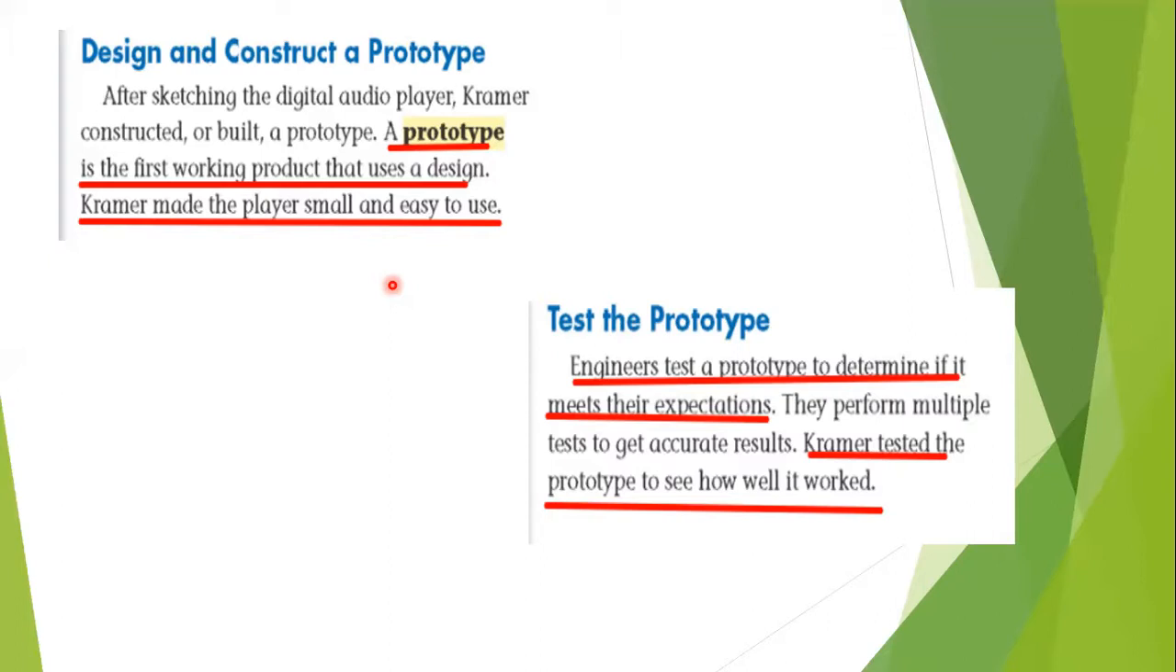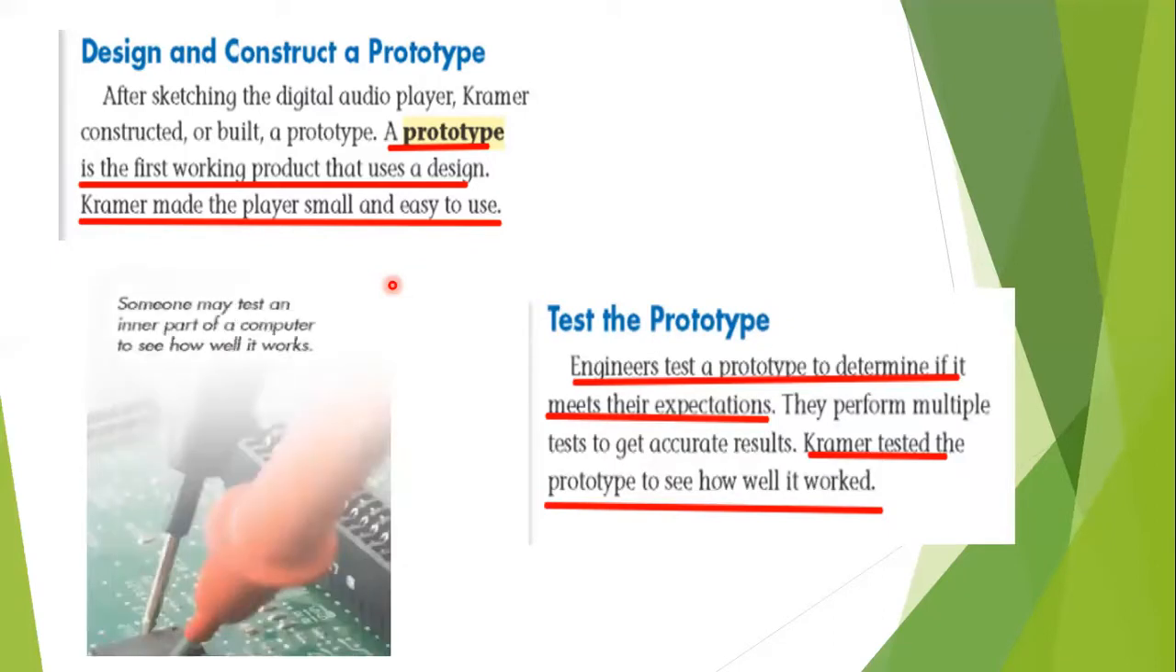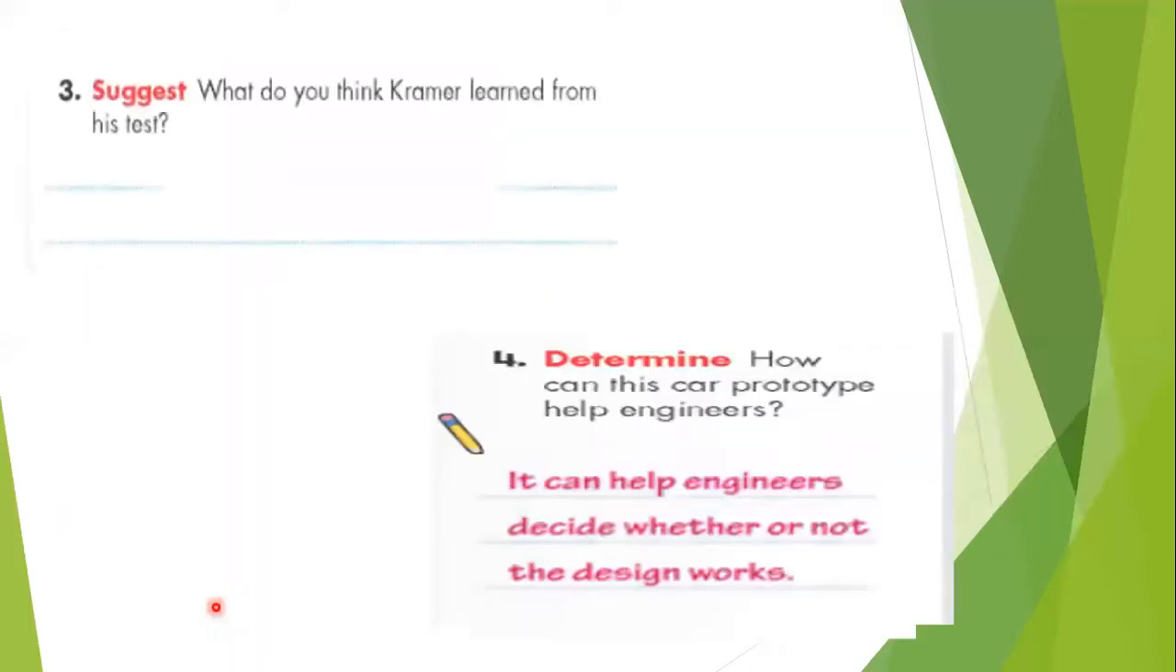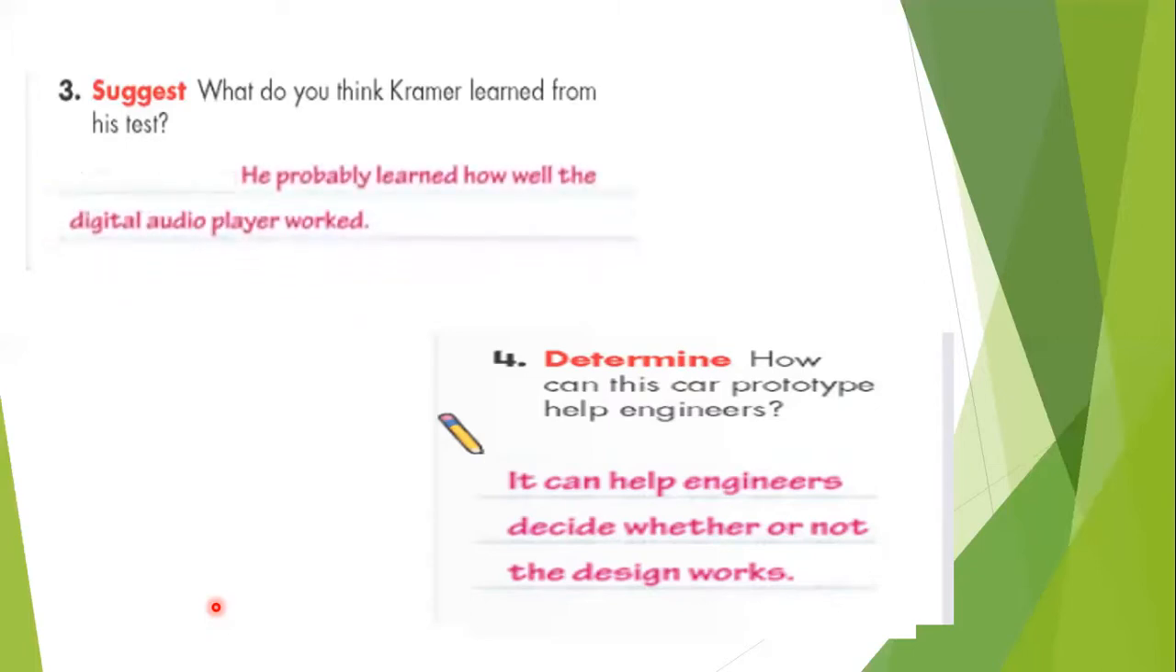Now let's answer the questions. Here you have someone who may test an inner part of a computer to see how well it works. They test the inner part of this computer. Question number 3, who can read it for us? What do you think Kramer learned from his test? Yes, he probably learned how well the digital audio player worked.